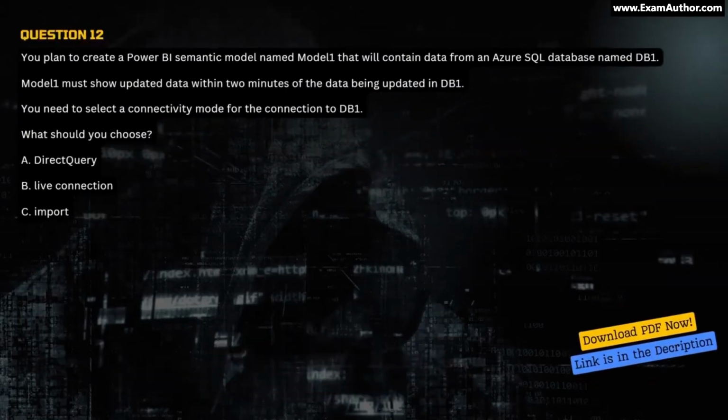Question 12. You plan to create a Power BI semantic model named Model 1 that will contain data from an Azure SQL database named DB1. Model 1 must show updated data within 2 minutes of the data being updated in DB1. You need to select a connectivity mode for the connection to DB1.